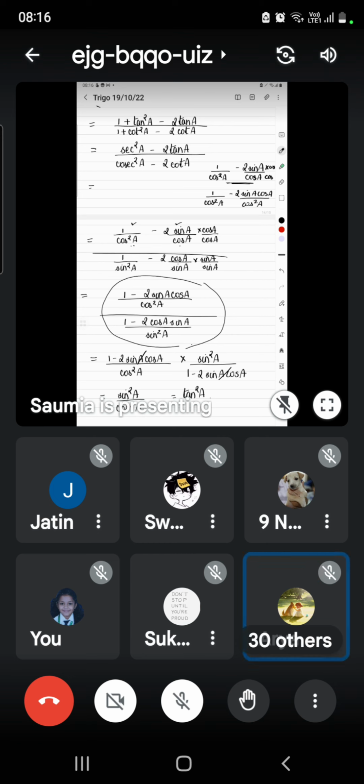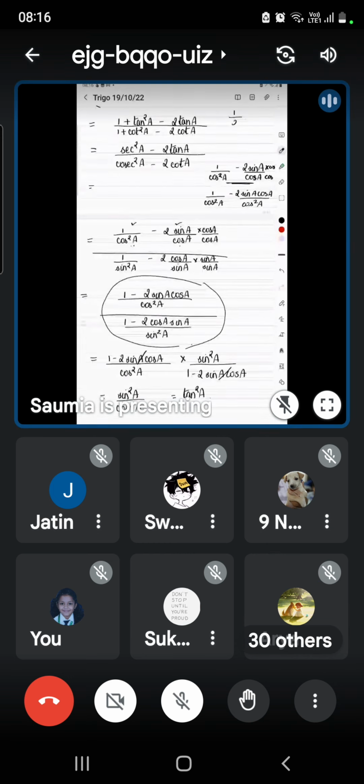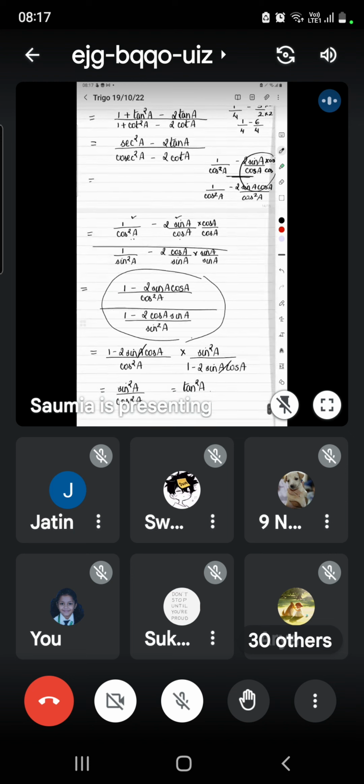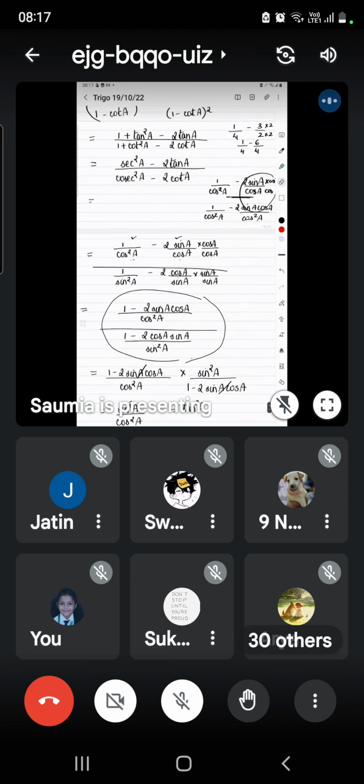It is like if I have two fractions, 1 by 4 minus 3 by 2, I have to subtract them, but the denominators are different. So I multiply this by 2 into 2. So I will get 1 by 4 minus 6 by 4. Now I can subtract, correct? The same thing I did here. Followed?